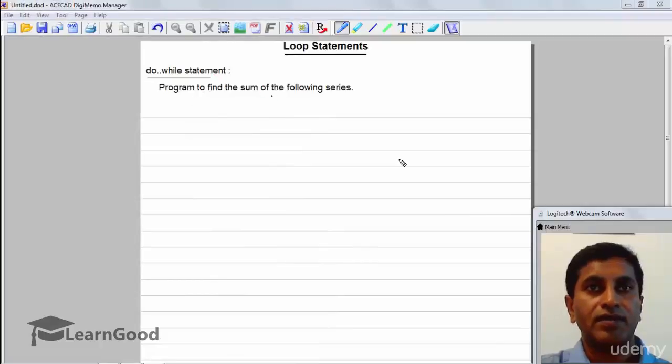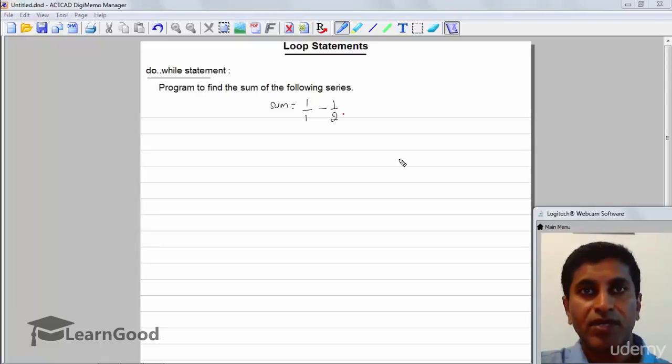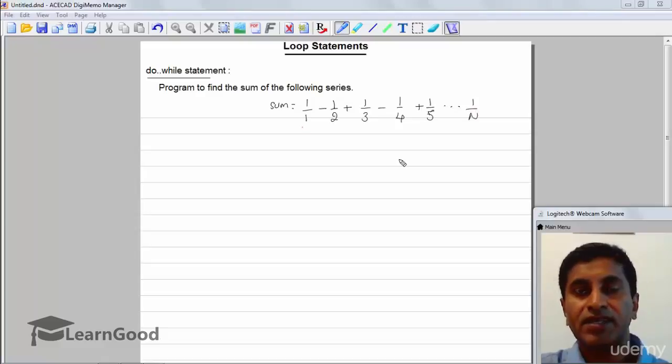Program to find the sum of the following series. This time we'll take the series like this: sum equals 1 divided by 1 minus 1 divided by 2 plus 1 divided by 3 minus 1 divided by 4 plus 1 divided by 5, and it will go up to 1 divided by n. The main thing here is the first term is positive, the second term is negative, the third term is positive, then the fourth term is negative.